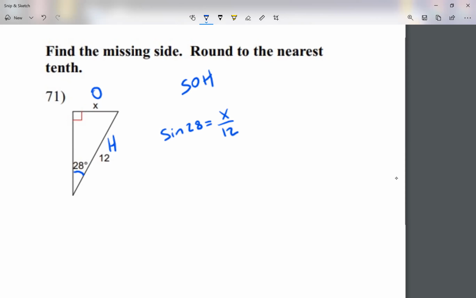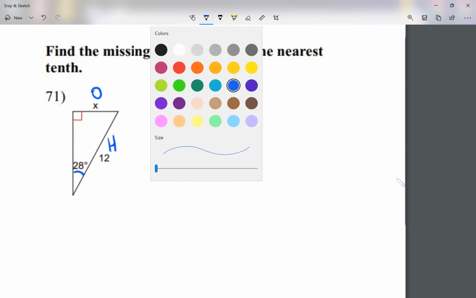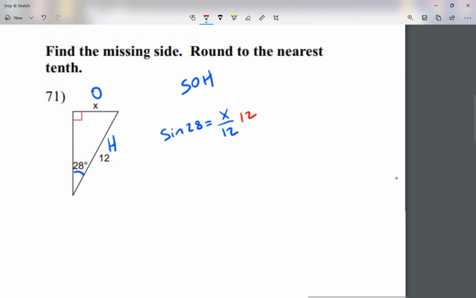Now, it is nice that x is on the top. If it was not on the top, remember we made both sides a fraction and then we flip the fractions to get the x on the top. Now it is on the top already, so I'm just gonna multiply both sides by 12, because that way these 12s cancel out. Now x equals 12 times sine of 28.